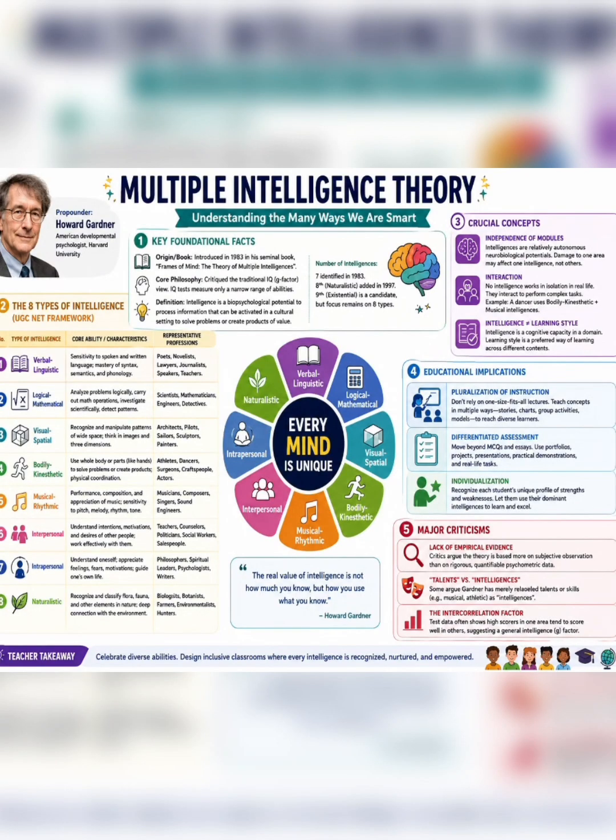So think about the smartest person you know. What makes them smart? Is it because they can solve complex equations in seconds? Because they can write a moving poem? Or because they can walk into a crowded room and instantly read everyone's emotions?